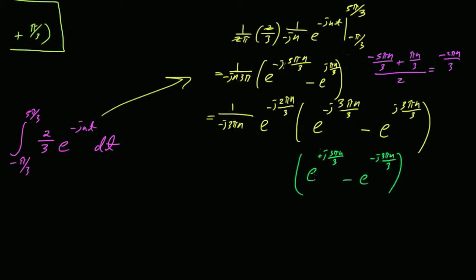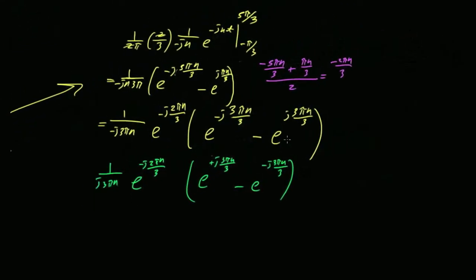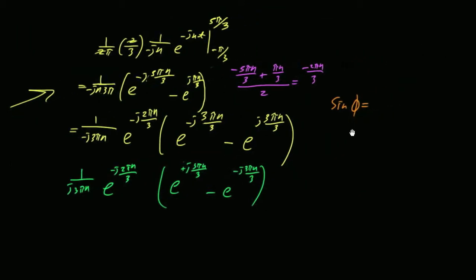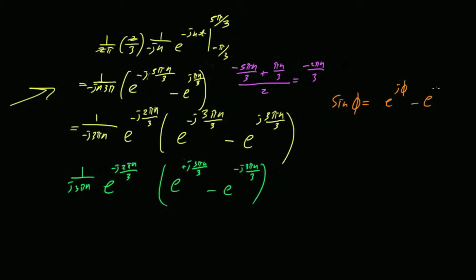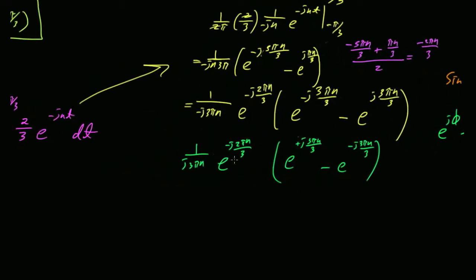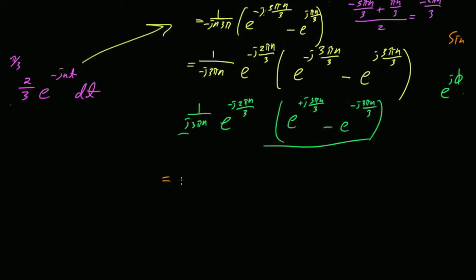So first of all, I pulled out the minus sign, so that minus sign went away. Is that a cosine? No. It's not a cosine. It's a sine. It's a sinusoid, right? Because remember the rule: sine of phi equals e to the j phi minus e to the minus j phi over 2j. Therefore, e to the j phi minus e to the minus j phi is going to equal 2j sine phi. And lo and behold, that's what we have. So this expression can be replaced with 2j sine 3 pi n over 3, which is just pi n.